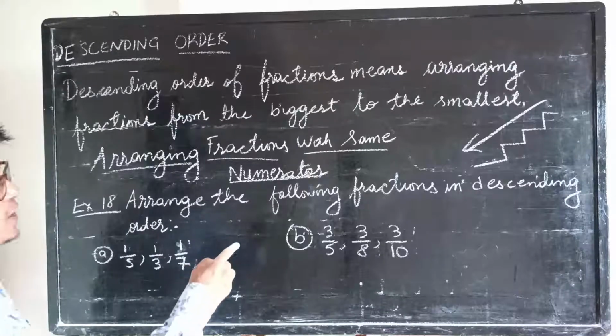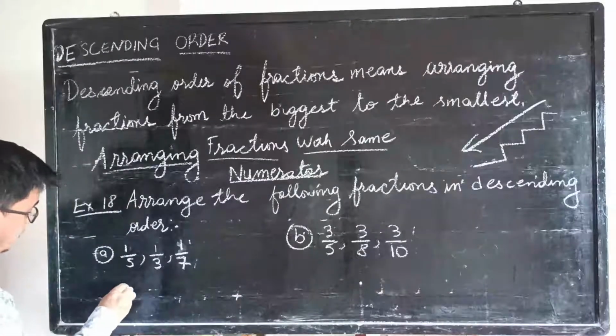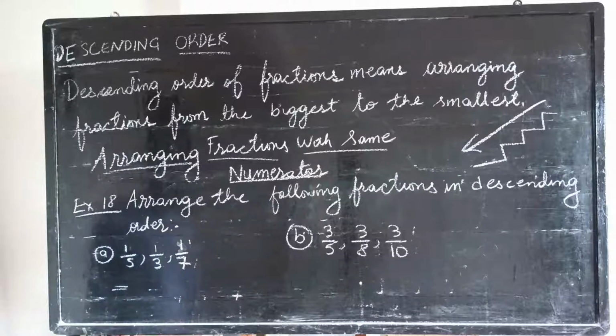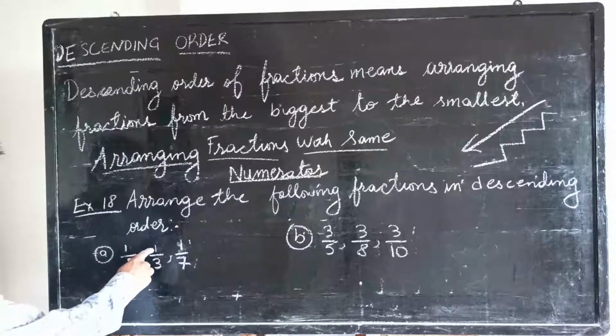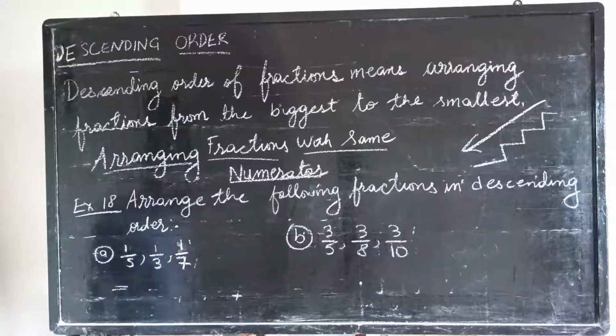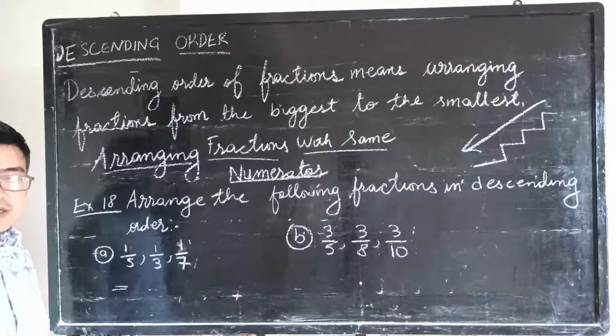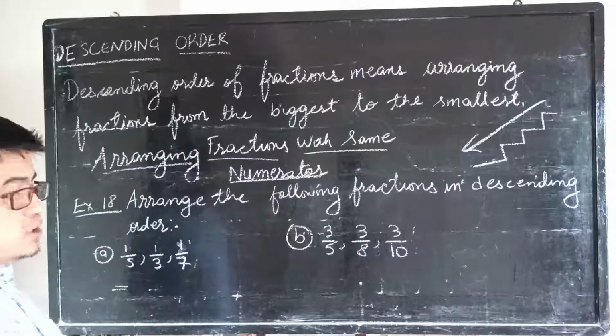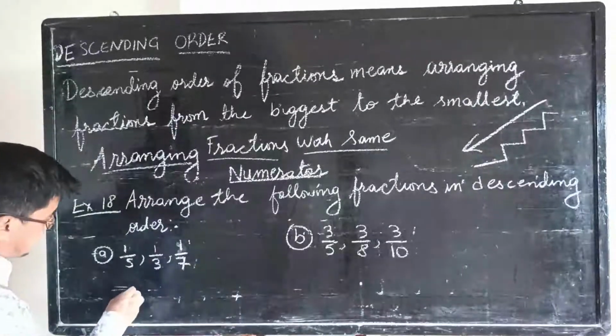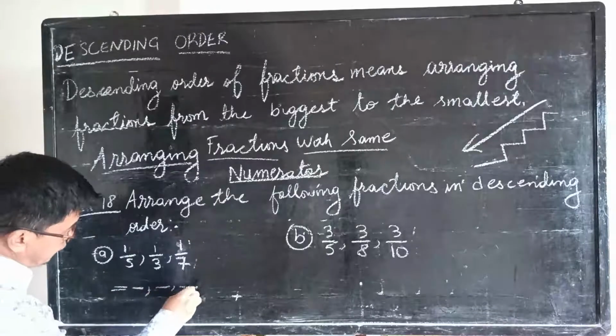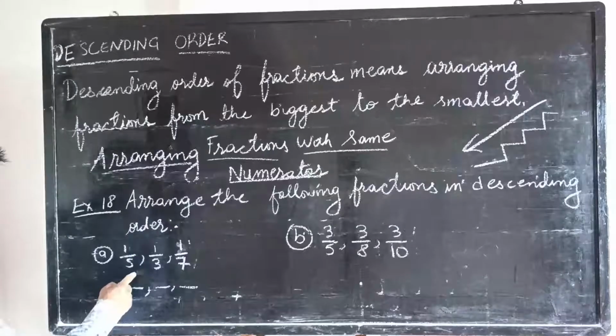Now arrange the following fractions in descending order. Descending order means from big to small. Now look here, 1 upon 5, 1 upon 3 and 1 upon 7. When the numerators are same, the fraction with the biggest denominator is the smallest and the fraction with the smallest denominator is the biggest. Now which is the smallest denominator here?